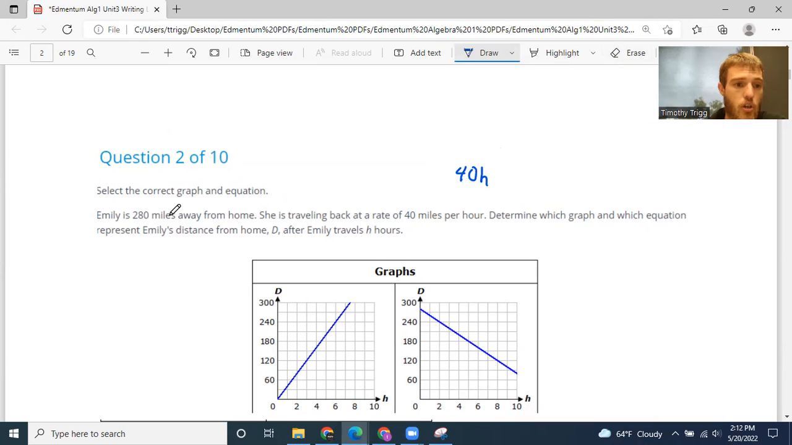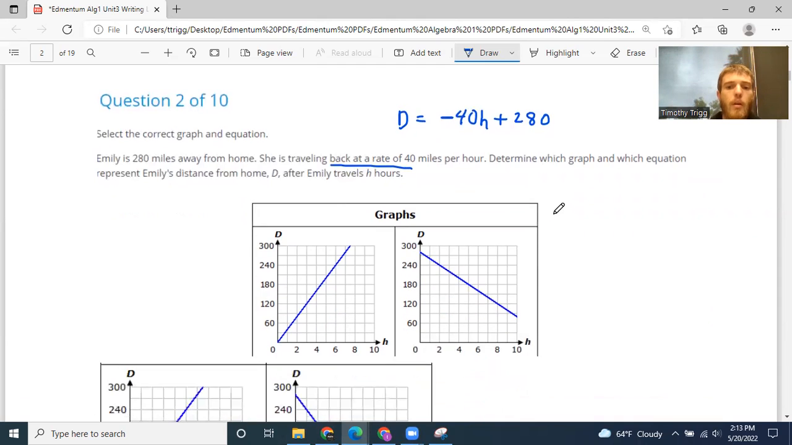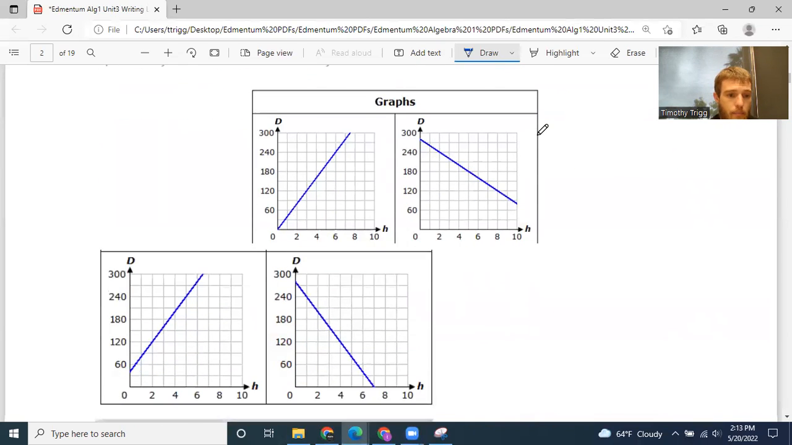Now, she's currently 280 miles away from home, but she's driving back home, right? So she's 280 miles away from home, but she's coming back towards home at a rate of 40 miles per hour. So the distance she is from home is 280 miles to start, but then she's closing the distance by 40 miles per hour. Okay. So which equation is that? Well, we should see a y-intercept of 280.